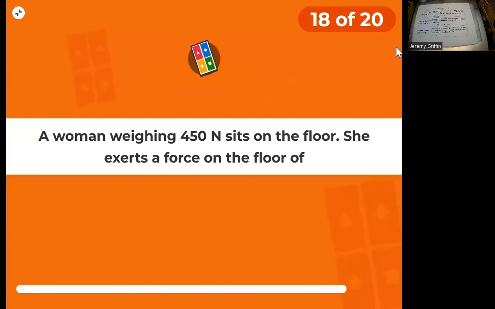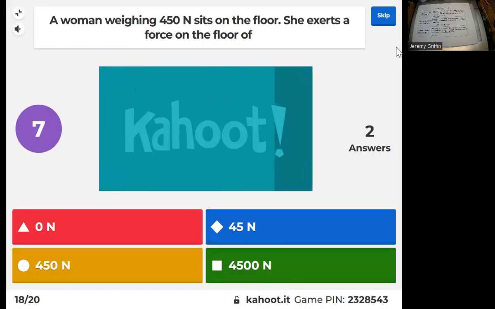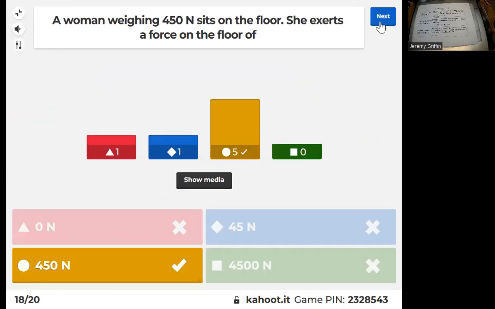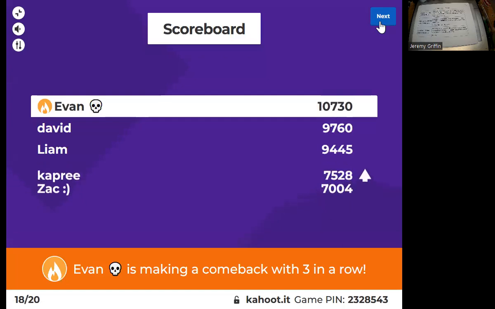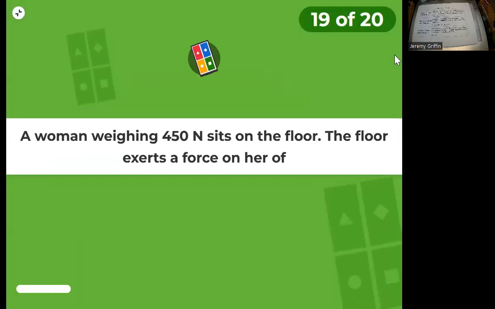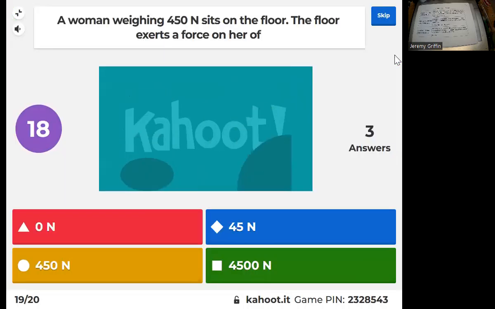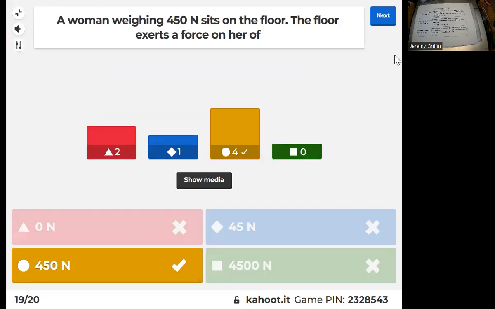This person weighs 450 newtons and sits on the floor. She exerts a force on the floor of 450 newtons. Oh yeah. Same scenario. The floor exerts a force on her of... yeah, same force. Equal and opposite.